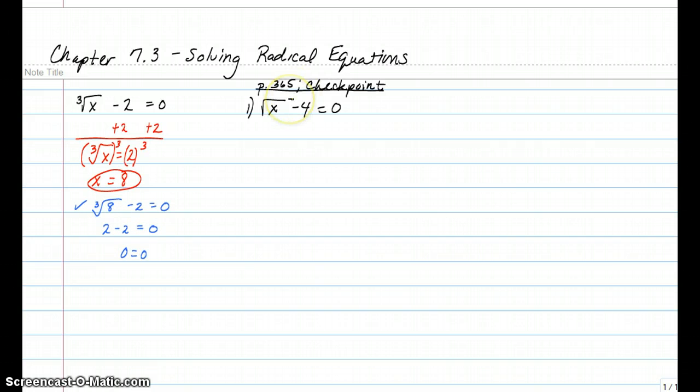Okay, we're going to go ahead and try this next one, number 1, which is from page 365. So you should have added 4 to both sides. Square root of x equals 4. You would have squared the square root to isolate the variable. So you would have ended up with x equaling 16.